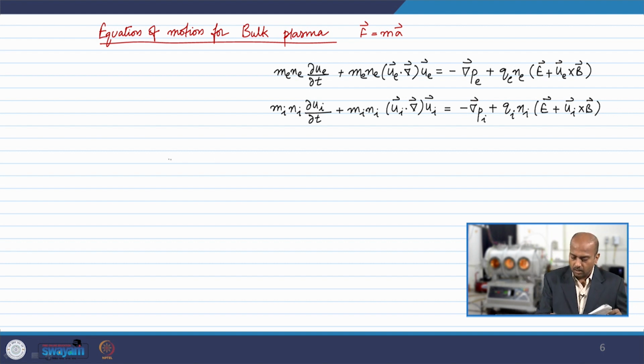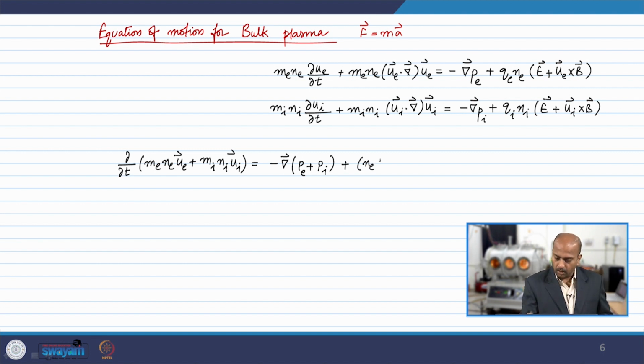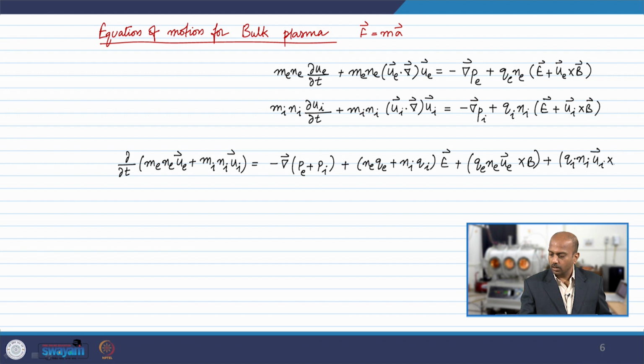So we'll write this simple algebra, which is ∂/∂t of (MeNeUe + MiNiUi) equals minus del of (Pe + Pi) plus (NeQe + NiQi) times E, plus QeNeUe cross B plus QiNiUi cross B. So, this is the electric field, the magnetic field.